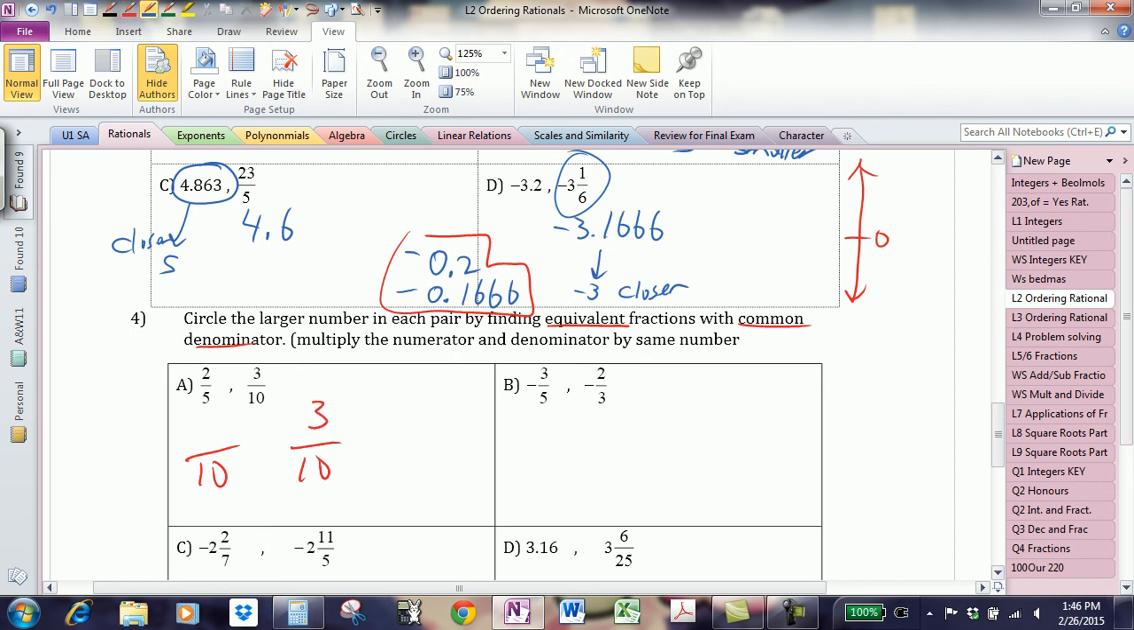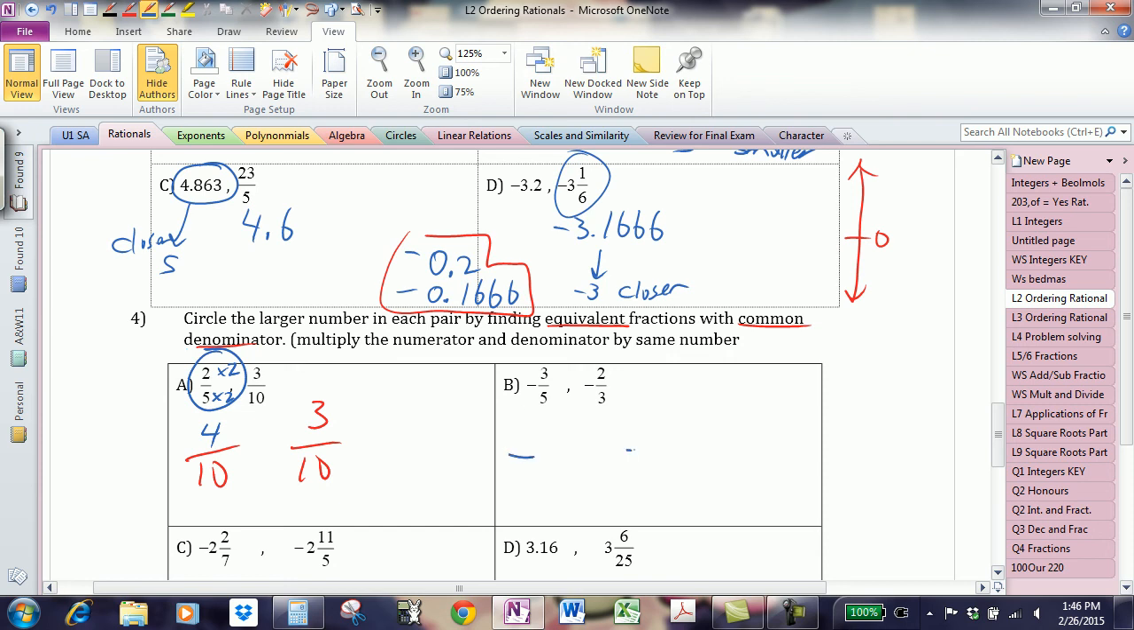But what do we have to multiply the first fraction by to get 10 in the bottom? 2. And to keep it equivalent, we must multiply the top by the same number. So we have 4 over 10. Now compare the numerators. Compare the tops. Which one's bigger? 4. And so we circle the original question.